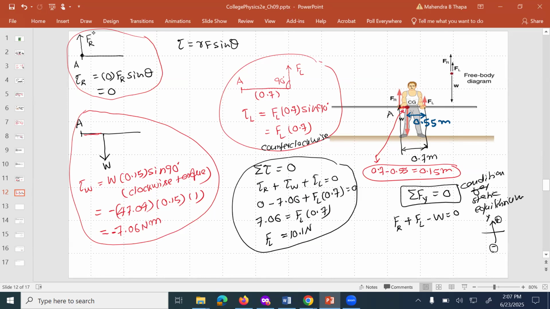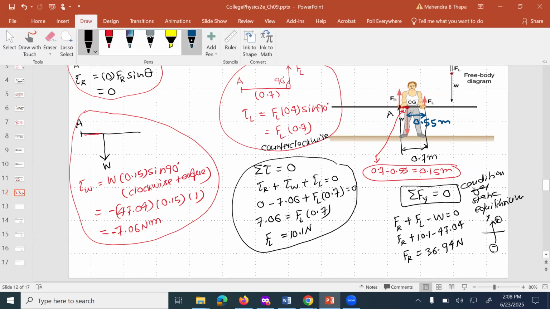Okay, so we don't know FR, but we do know FL. This is 10.1, and the weight, we figured out already, is 47.04. That gives us FR equals 36.94 Newton.